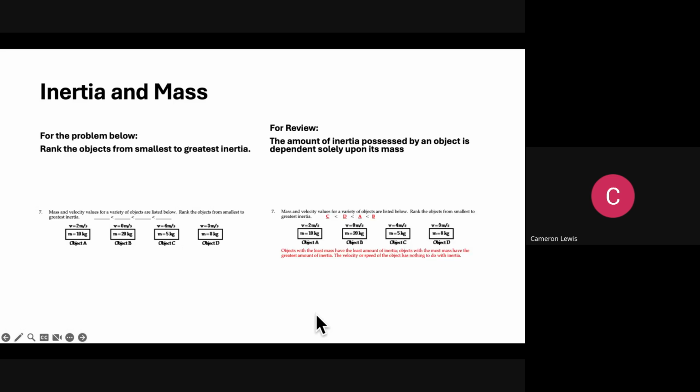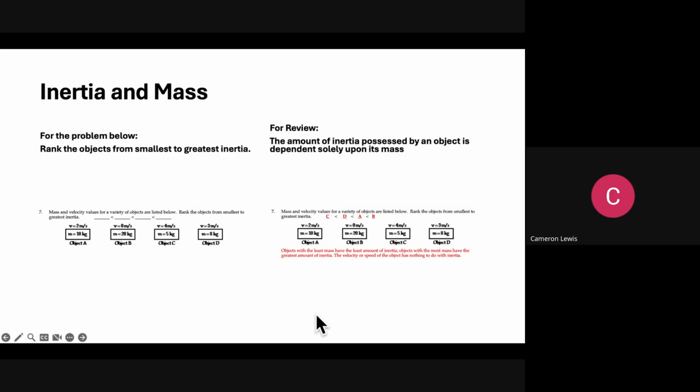Okay. Is that not what we just said? The answer? Okay. And what is the explanation? Objects with the least mass have the least amount of inertia. Objects with the most mass have the greatest amount of inertia.